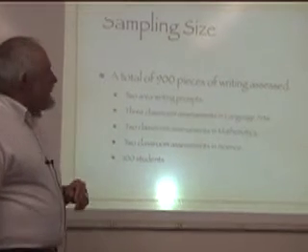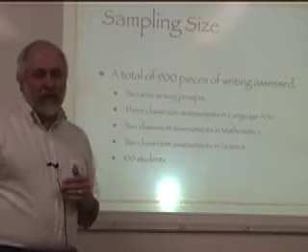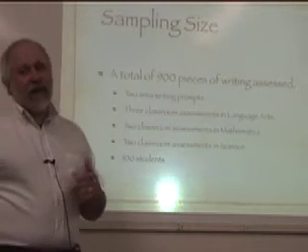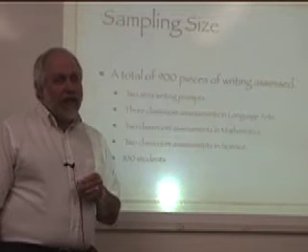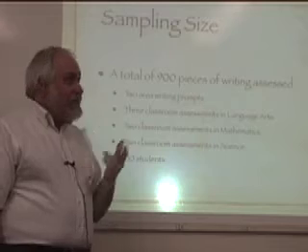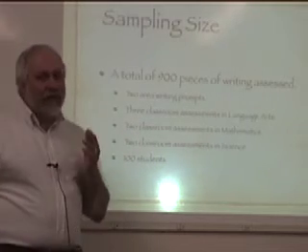The sampling size was a lot bigger than we expected. It was a total of 900 pieces of writing. When we sat down and said, gee, I think we can assess a few pieces of writing, we almost forgot that we have over 100 students in our class. And so if we were going to do 9 pieces of writing, that's 900 we had to grade. So it really took a lot of time.